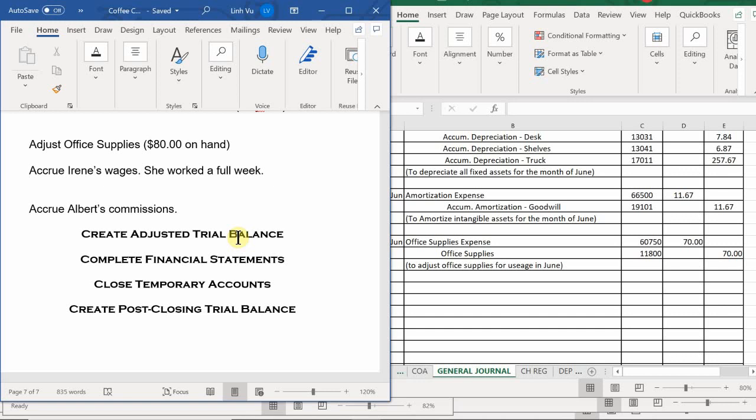So in this case, right here, it says that Irene, we're going to do Irene's first, okay? And she worked a full week. So a full week is 5 days, right? Since her last paycheck was on Friday, she continued to work and clocked in her hours for that week, right?